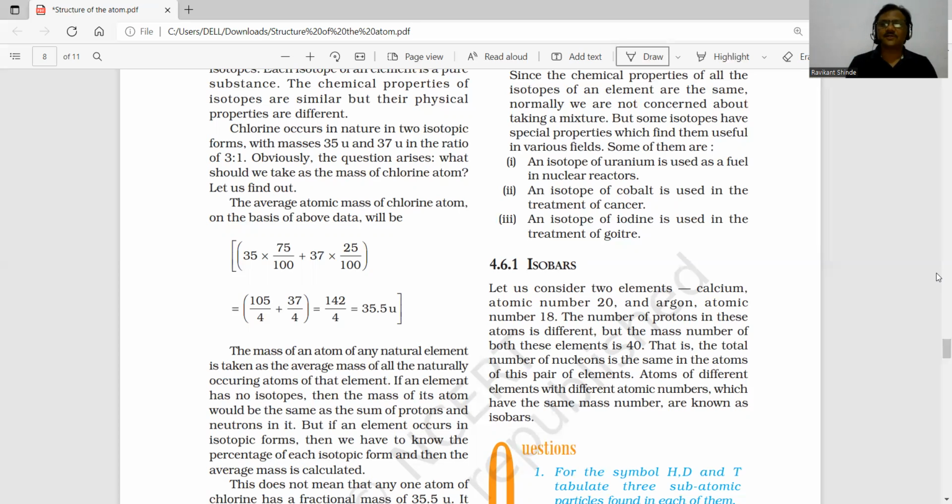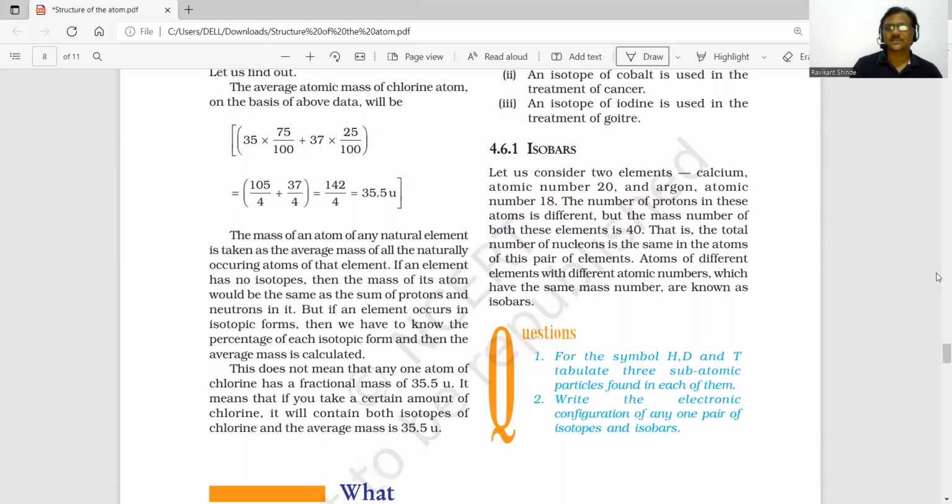That means they have different neutron numbers. The neutron number is different, but though they have different numbers of neutrons, if you calculate their total, you will get the same total. That is why we discuss these isobars.